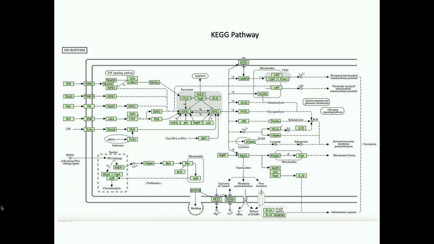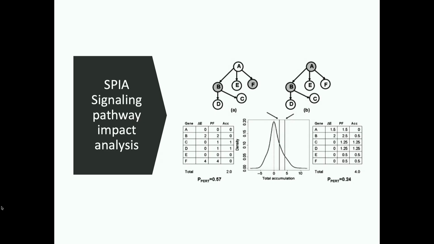So if you have a perturbation in a gene like TNF or TRAIL, you will have a bigger impact over the downstream cascade network. But none of this analysis, enrichment analysis or ORA, actually takes that into account. And if possible, I would like to show you this one.